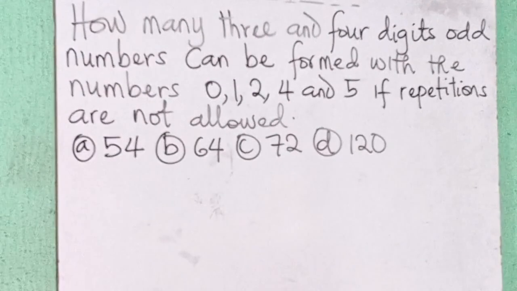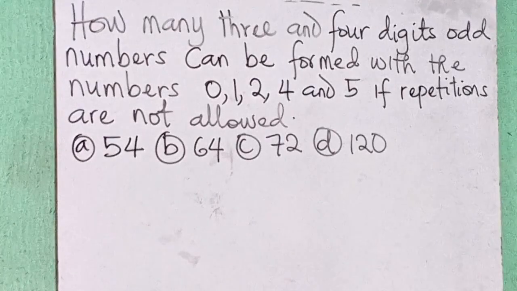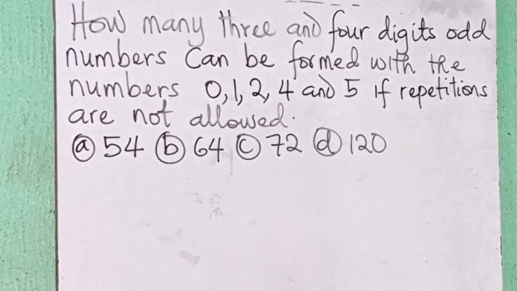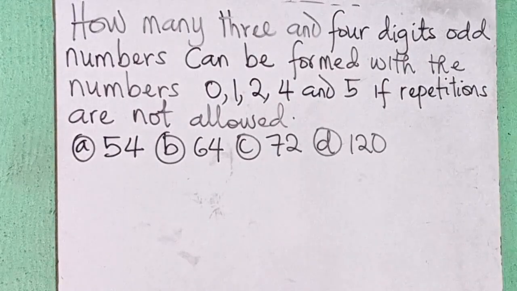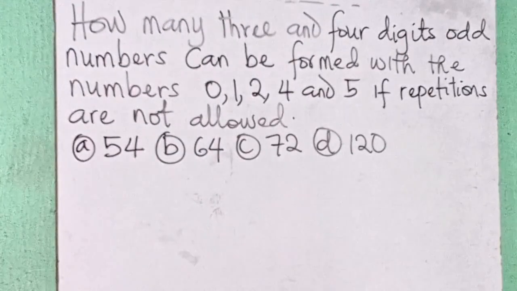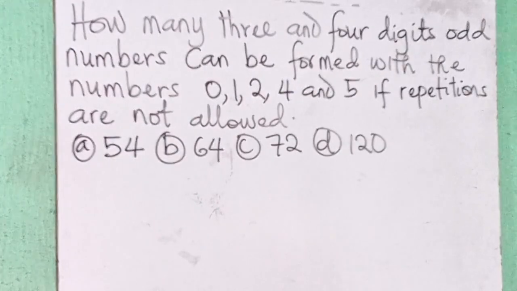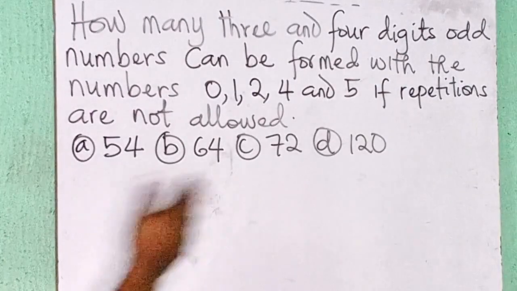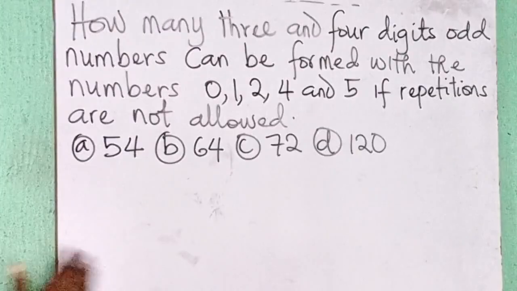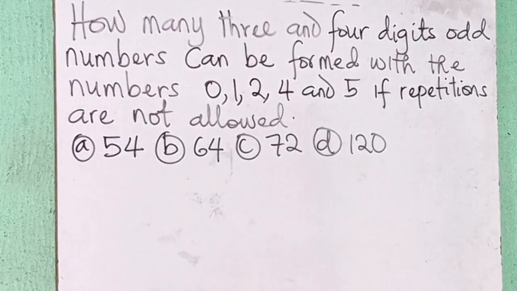Now there is a particular question on the board for us. It reads, how many 3 and 4 digit odd numbers can be formed with the numbers 0, 1, 2, 4 and 5 if repetitions are not allowed? Now, these are the options. So, how do we solve this particular question? Let us go.